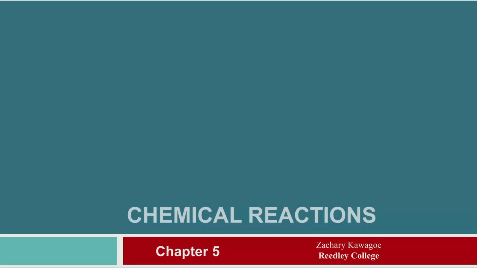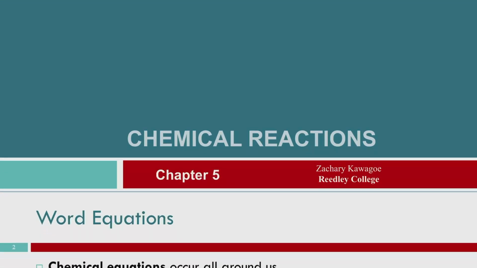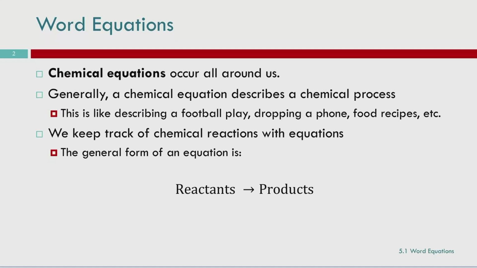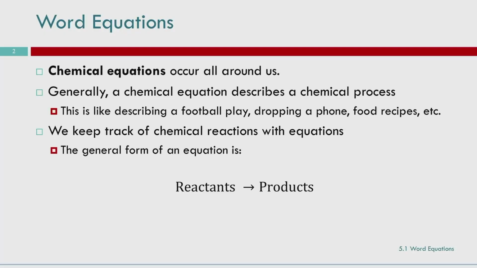Chapter 5, chemical reactions. We've looked at chemical reactions a little bit. Chemical equations, chemical reactions occur all around us. A chemical equation is just a way that we represent something happening. So a chemical equation just describes some chemical process. We're describing what's going on with the chemicals.